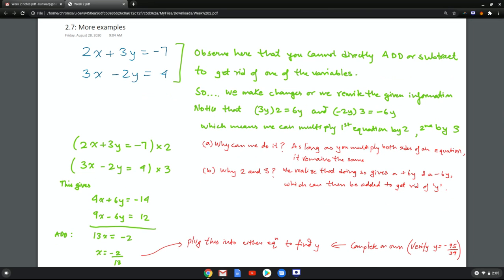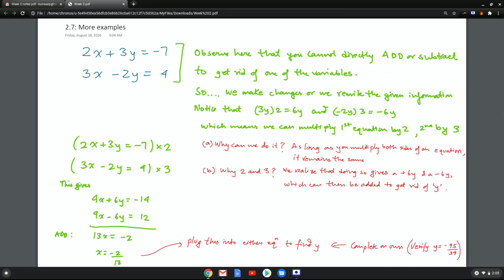Now, one thing that I want you to visualize whenever you look at an equation is that remember these are straight lines. And the straight lines can either intersect, be parallel, or coincide. Okay. Now, first observation here is I cannot directly add or subtract and get rid of any one of the variables, right? Because I have a 3y and a negative 2y, which means adding them means I would be left with a y. Similarly, 3x and 2x, if I subtract, I would still be left with an x. So what we do is we make some changes or we rewrite the given information so that we can get rid of one of the variables.